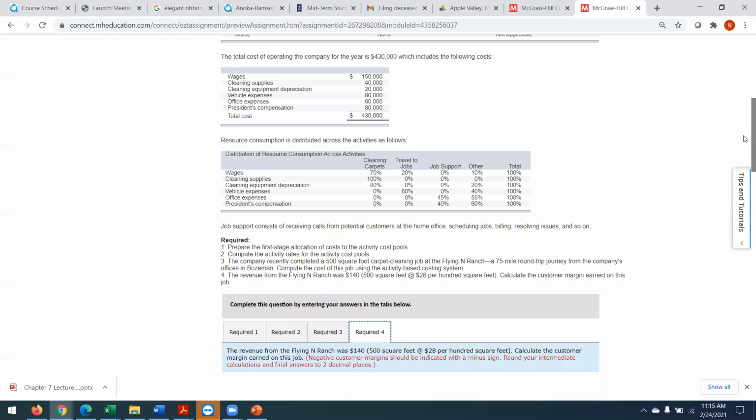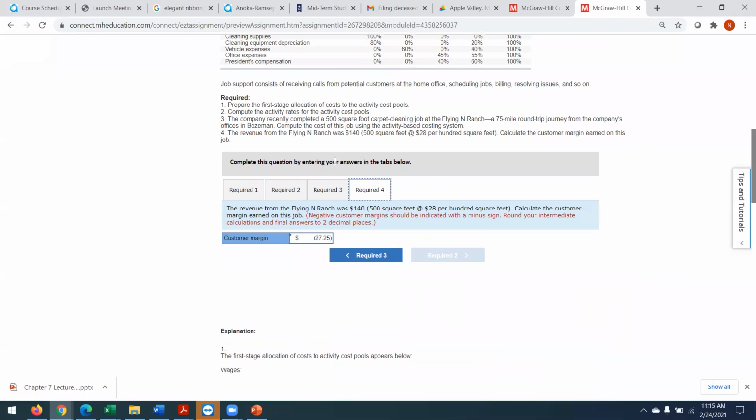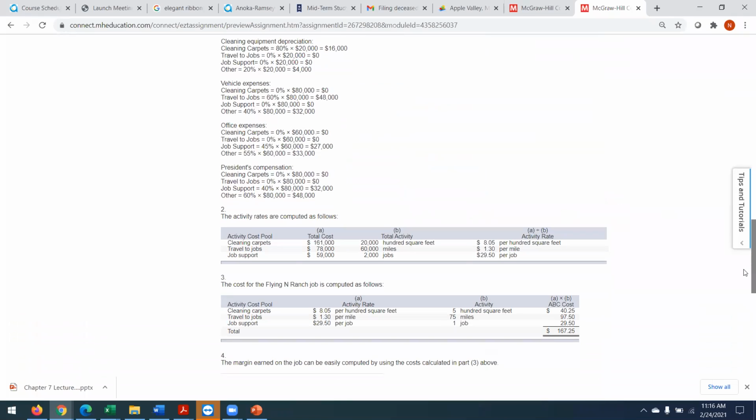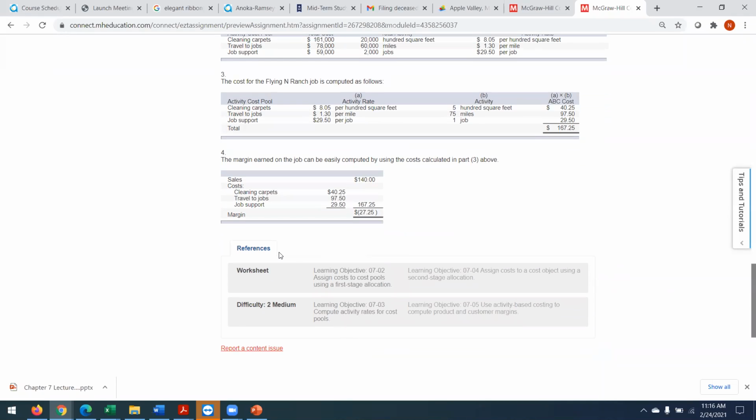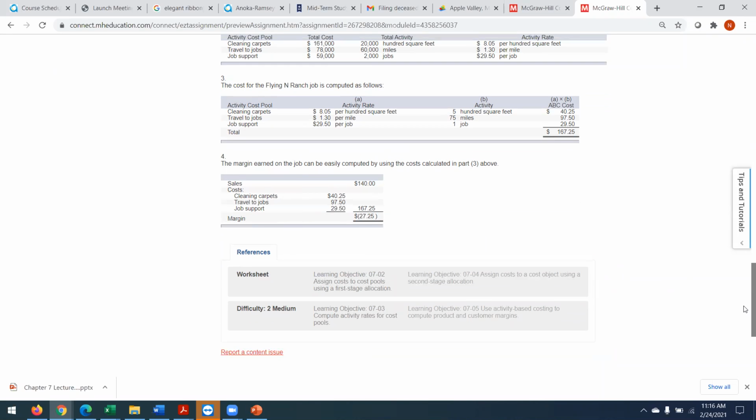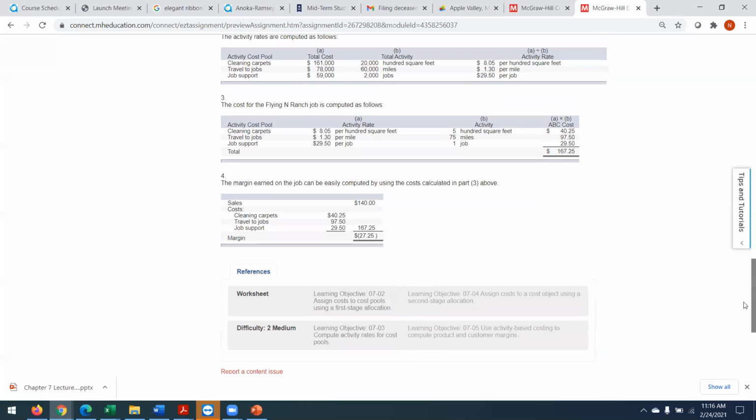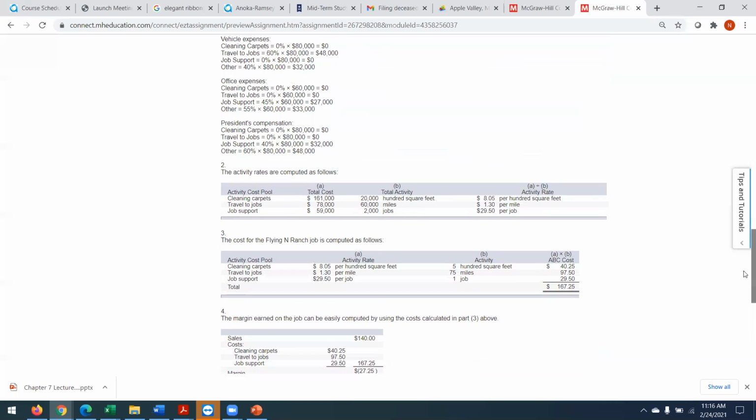So I'm going to give you this requirement for 27.25, and you would figure that out here. The margin earned on each job, sales, you've got your costs with a minus 27.25 in the margin. Okay? Let you take pictures of those.